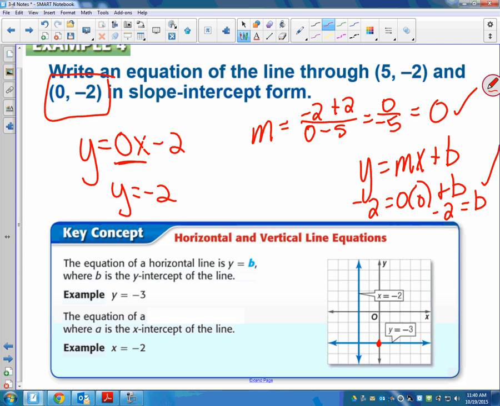What if you had a vertical line? What kind of slope does a vertical line have? Undefined, right? Which means you can't write a vertical line in slope-intercept form. An equation of a vertical line is x equals a number. There's no y in the problem because it has an undefined slope, right? So it doesn't fit the normal pattern. So x equals -2 means go to where x is -2 and you draw a vertical line.